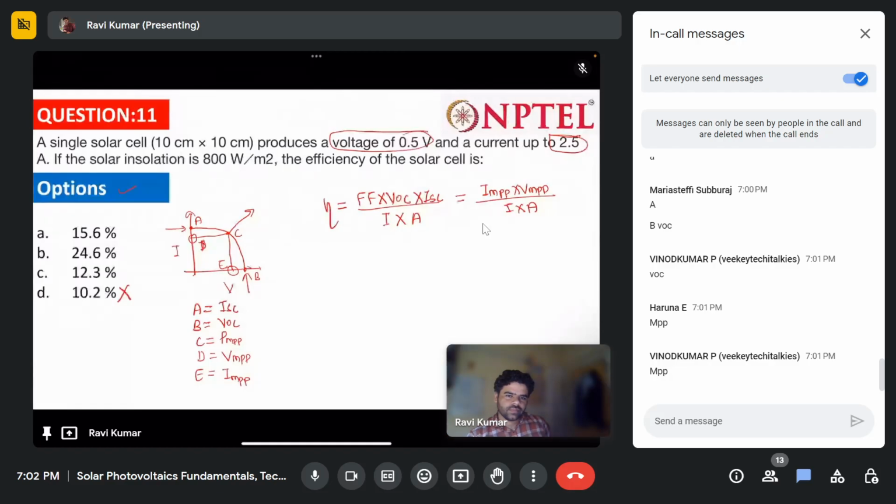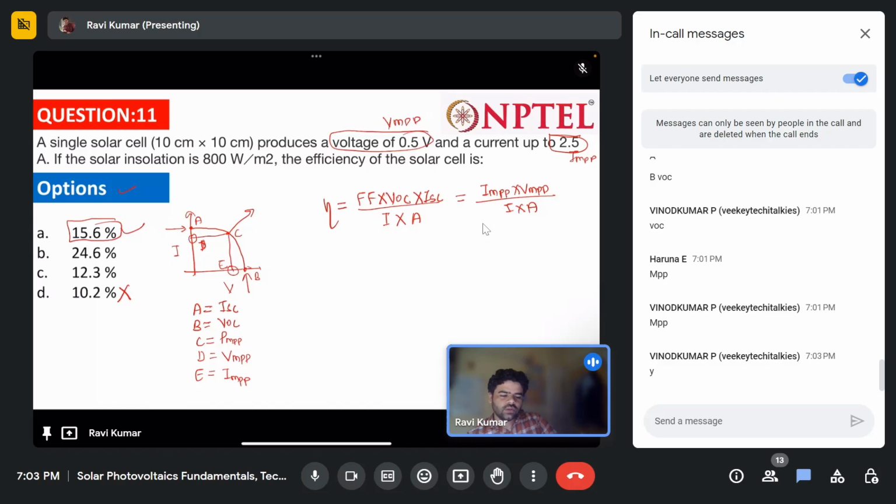It's a VMPP. I'm asking how do you know it is VMPP? Okay, so you have calculated 15.6 while considering it VMPP and IMPP. Now let us consider these values at VOC and ISC. Now calculate. Can you calculate it?